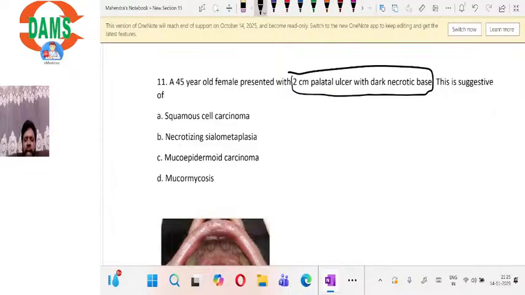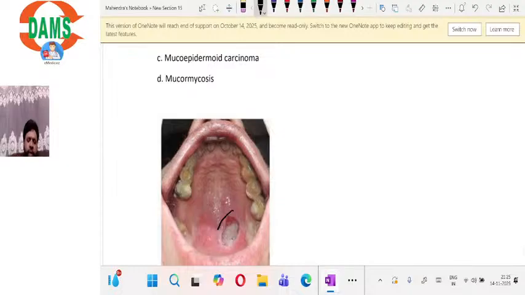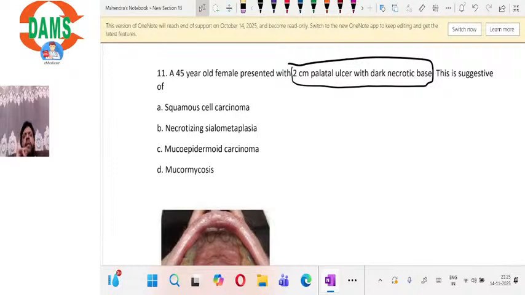If they show you this image, a necrotic ulcer on the palate, they should give you some history, like a female or male patient who is a smoker. Then the correct answer will be necrotizing sialometaplasia. Why am I choosing this? You may ask why not squamous cell carcinoma, sir.